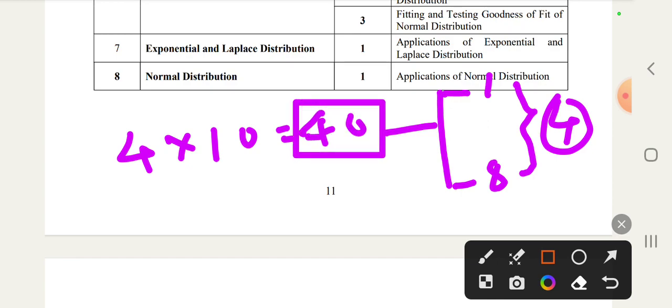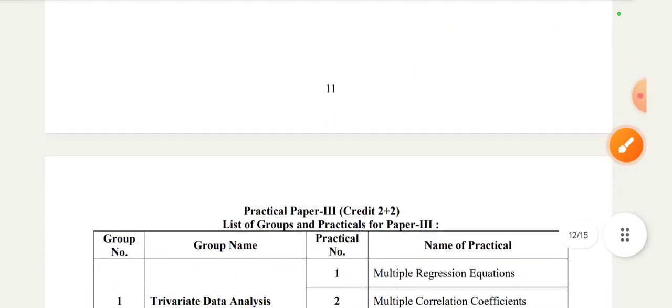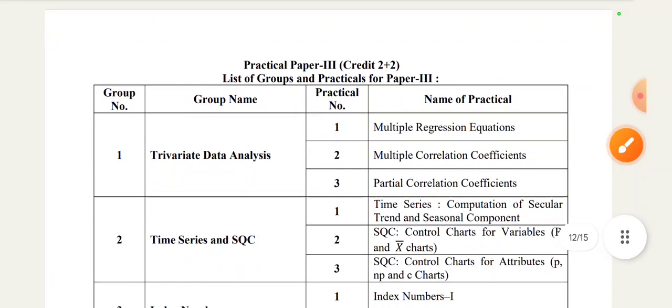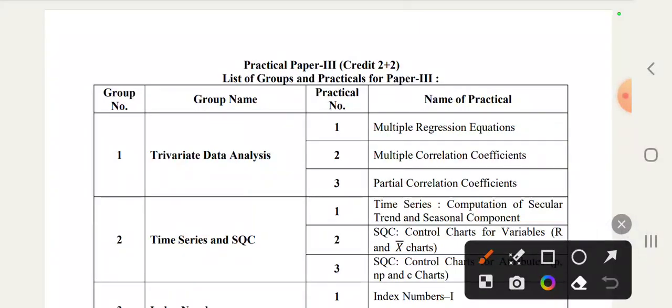The total number of marks is 40 marks. So this is for paper number 2. At the same time, on the second day you have to appear for paper number 3 also. Paper number 3 is also for 4 credits, and there are again 8 groups.